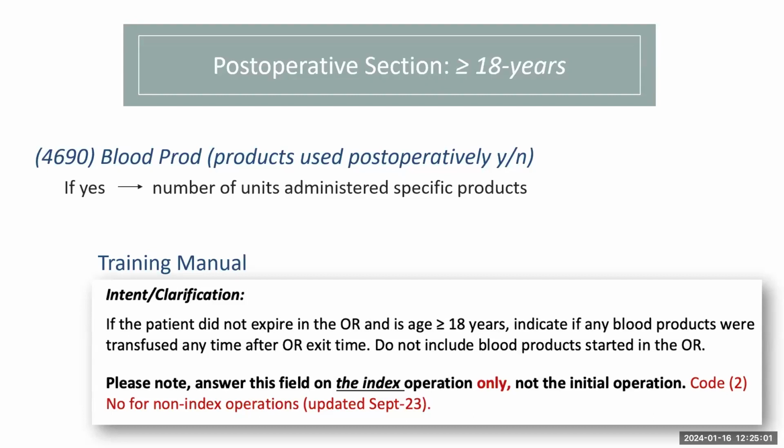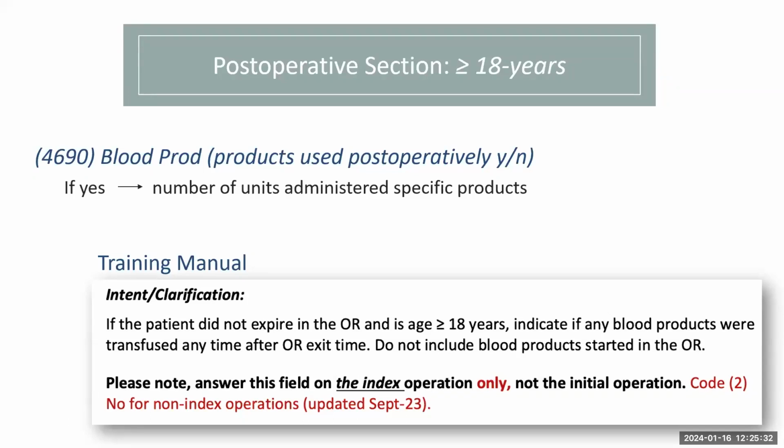Now look below, we've already clarified this back in September, but please note: answer this field on the index operation only. In the training manual, what came over initially was the initial operation, and that's adult language, and we recognized that in September and updated it to say, answer this field on the index operation only. And then just code 2 no for non-index operations. And so that's your guidance for adult patients greater than 18 years of age.